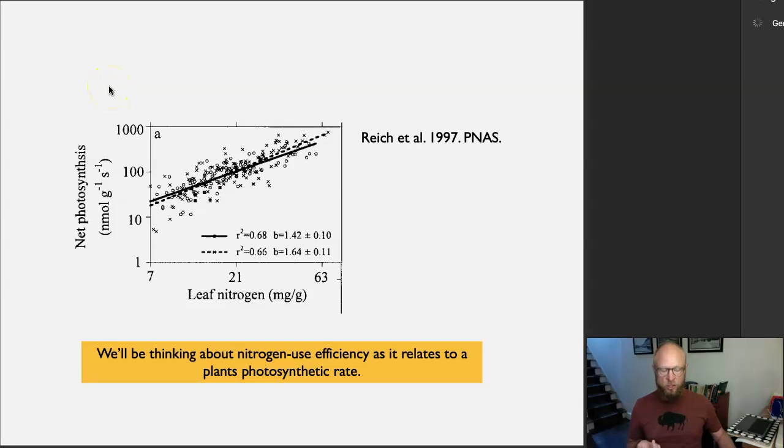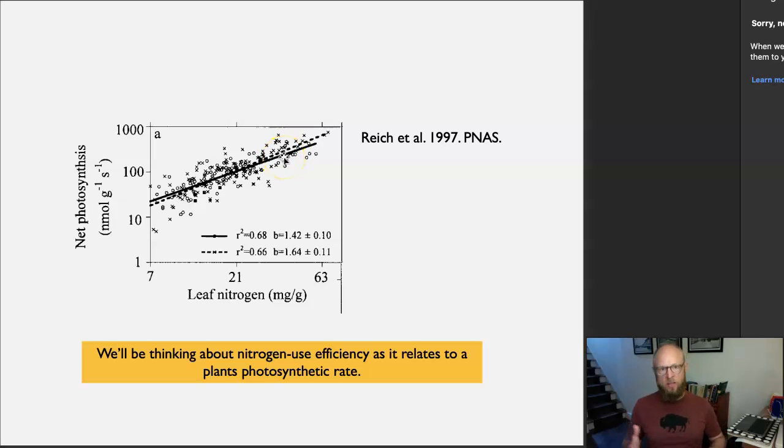So let's first just look at a very broad scale relationship between net photosynthesis and leaf nitrogen concentration. So this is the weight of nitrogen in the leaf relative to the weight of the whole leaf. That's why it's milligrams per gram. So that's a concentration. And then we've got our photosynthetic rate up here. What you see is this positive correlation. The more nitrogen a leaf has, or the higher concentration of nitrogen in a leaf, the faster that leaf is going to be able to do photosynthesis.